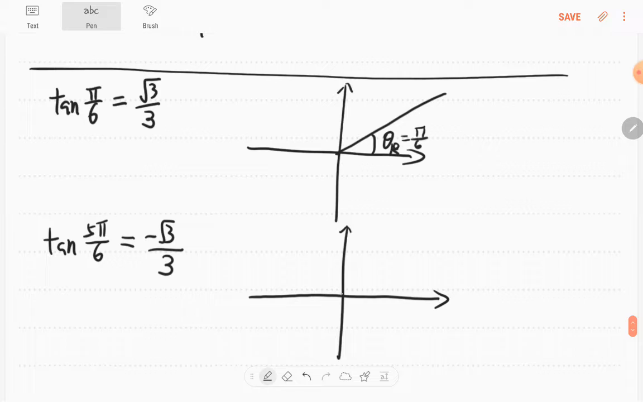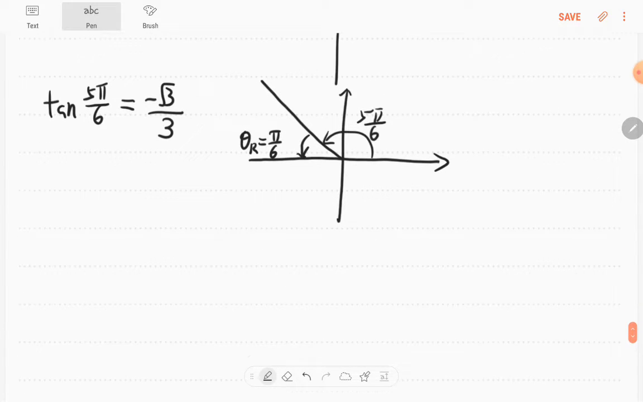So the terminal side is here. Okay, the terminal side is here. And our reference angle is what? Is still, if this is 5 pi over 6, the reference angle is pi over 6, right? Because added together they should be pi. And the tangent of 7 pi over 6, it tells you, is equal to square root 3 over 3.